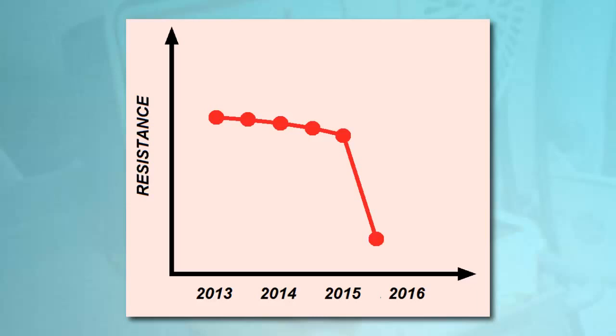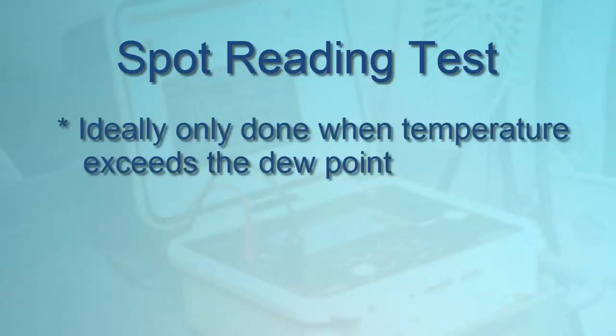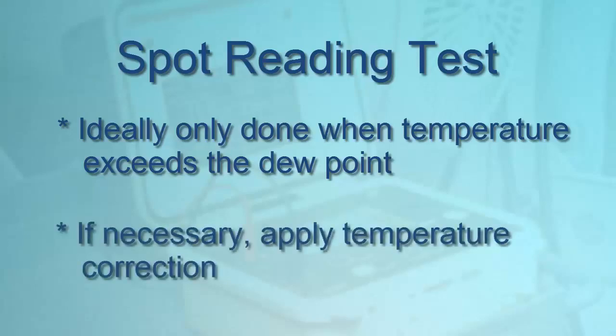the insulation. To ensure your results are valid, spot testing should ideally only be performed on systems with temperatures exceeding the dew point. If tests are performed at different temperatures, carefully record the temperature of each test and apply the appropriate correction to determine what the resistance would be if the tests were performed at 20 degrees Celsius or 60 degrees Fahrenheit.